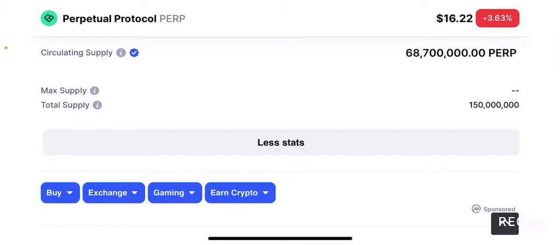When it comes to max supply, there's no max supply information, but the total supply is 150 million tokens, which is quite decent compared to several other projects which have billions and billions of tokens as max supply. Also, about 68.7 million tokens are in circulation. So a decent bit of tokens are in circulation, which is good for this token, because if it had a much lower percentage of circulating supply compared to total supply, it would have a very hard time getting off the ground, right?